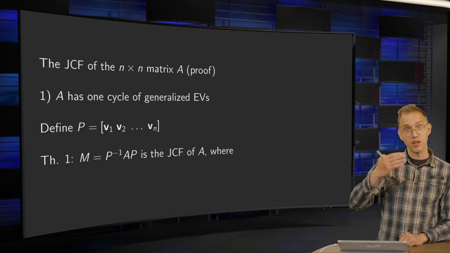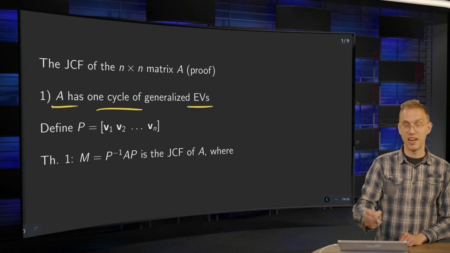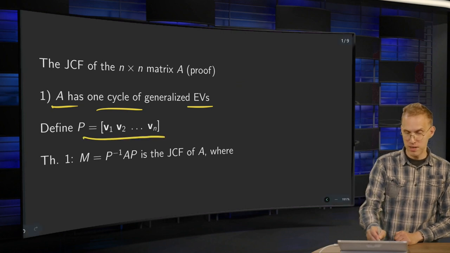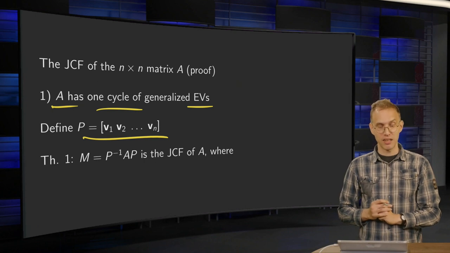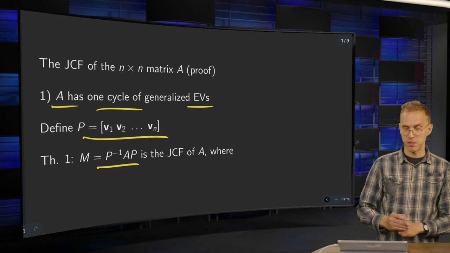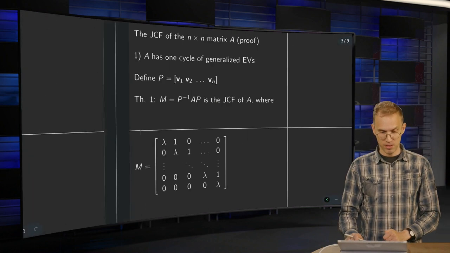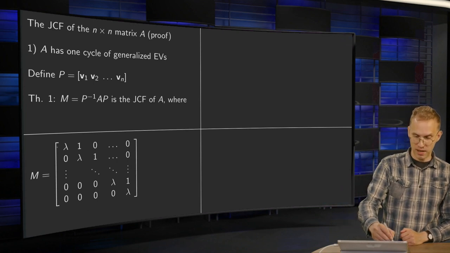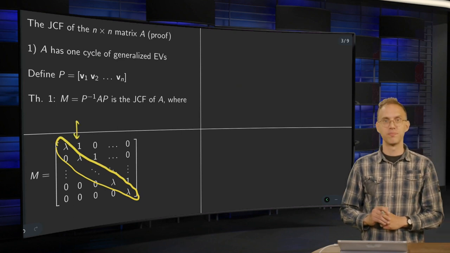So, first we are going to look at a matrix A with one cycle of generalized eigenvectors. We pick the P as follows. We just put all the generalized eigenvectors in the matrix P, and then we are going to prove that P inverse times A times P is the Jordan canonical form of A. That's the idea, where this M matrix has the lambdas on the diagonal and ones above.